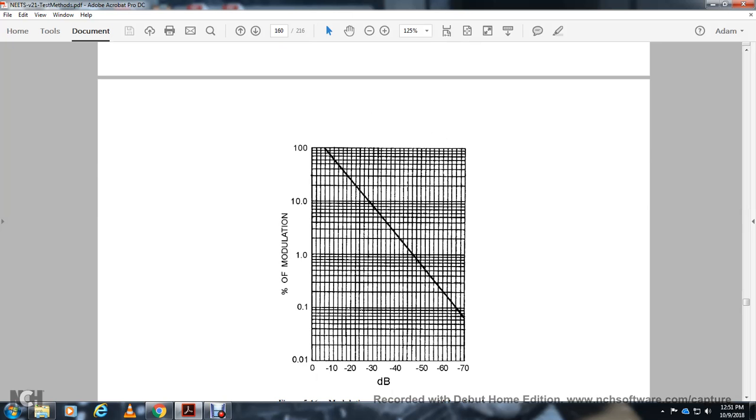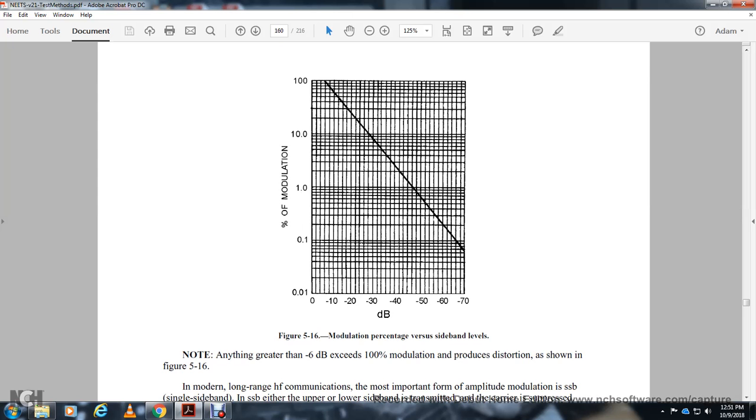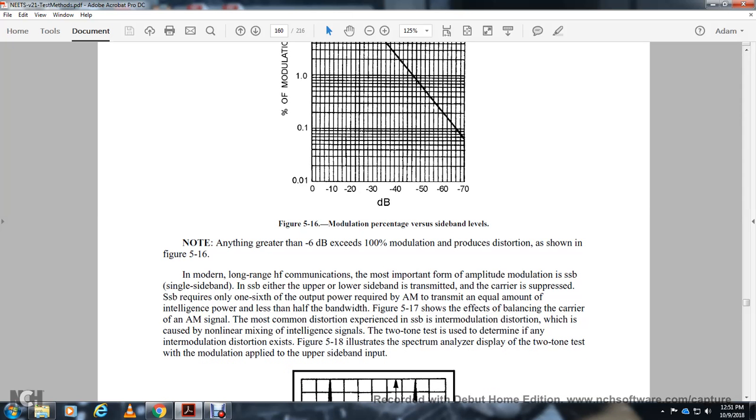Percent of modulation and the decibels are on the bottom. Note that anything greater than negative 6 decibels exceeds 100% modulation, producing distortion, shown in figure 5-16.